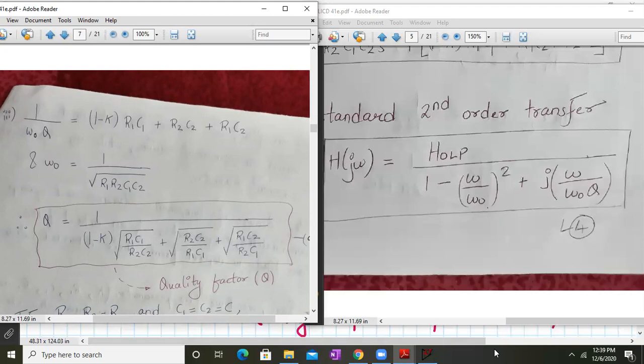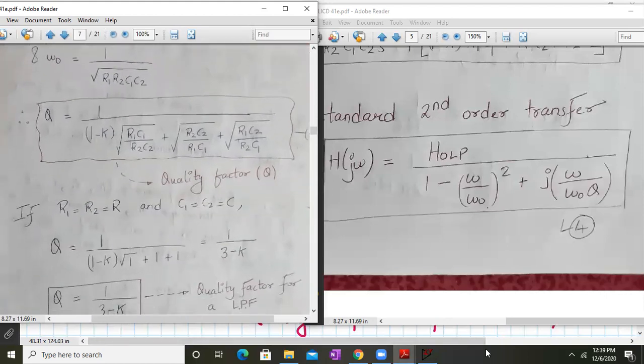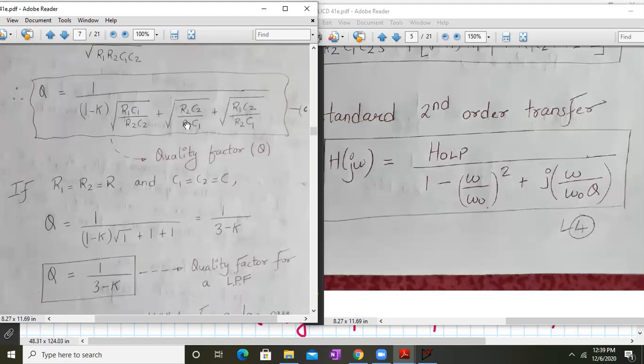So Q will be given by 1 upon 1 minus K into square root of R1 C1 upon R2 C2 plus square root of R2 C2 upon R1 C1 plus square root of R1 C2 divided by R2 C1. So this is my equation for my quality factor. Okay, so if we consider R1 is equal to R2 is equal to R and C1 is equal to C2 is equal to C, all these factors will get cancelled out. I mean, it will be a factor of 1.